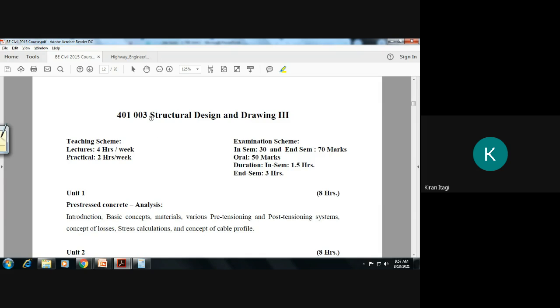So we have learned about the design of beams, columns, slabs, staircase in structural design two. Here it is a little bit advanced. Advanced means here we deal with pre-stressed concrete. So what is pre-stressed concrete? What are the different types of tensioning, how we cast it and how we place it, what are the anchoring systems, what are cables, tendons. In detail we will see in the very first unit. Keep it in mind, it is a little bit advanced compared to your RCC structure.